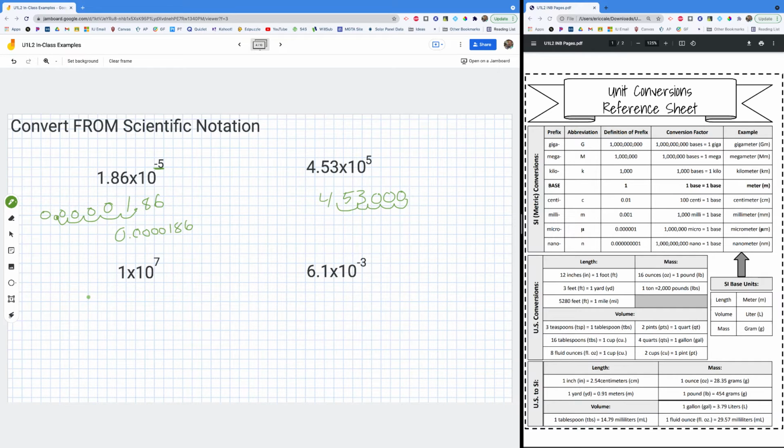1 times 10 to the 7, that'd be 1 with 7 zeros after it. Easy peasy lemon squeezy. And 6.1 times 10 to the negative 3. We take our 6.1, move it over 1, 2, 3 places. Negative means to the left. So it's 0.0061.